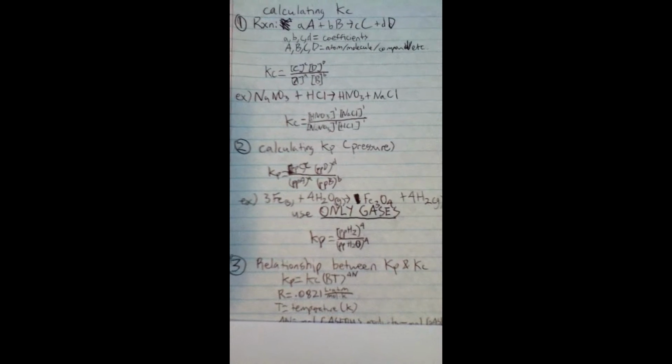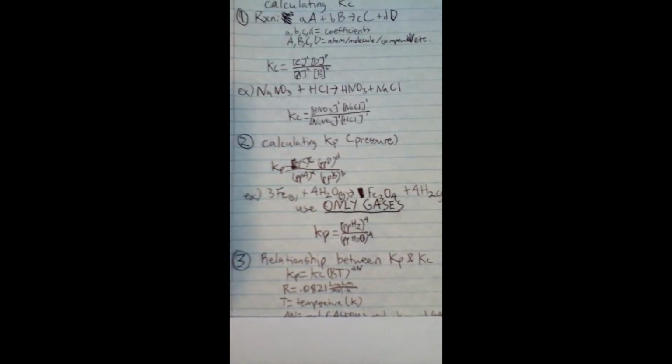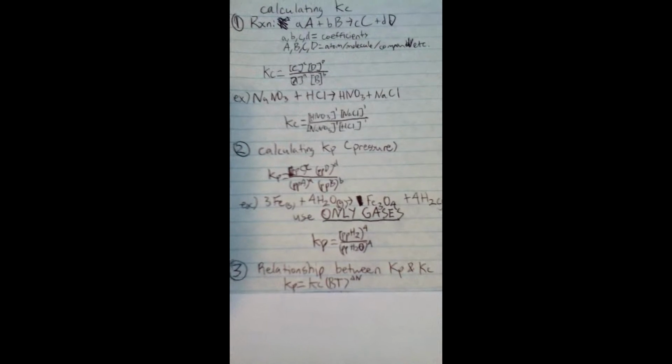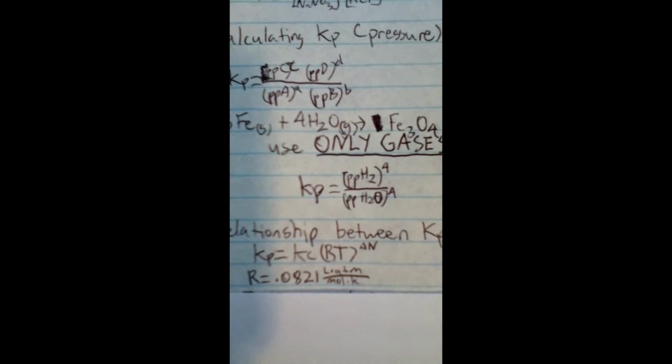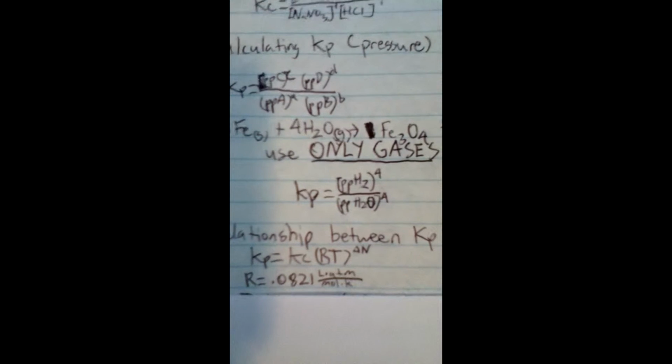Next, you have the relationship between Kp and Kc, your equilibrium constant based on concentrations and your equilibrium constant based on the pressure of the gases involved. This is determined by the equation Kp equals Kc times, in parentheses, RT raised to the power of the change in moles, delta n. So, R in this case is the gas constant, 0.0821 liters times atm, your pressure, divided by mole times Kelvin, your unit of temperature. Obviously T for temperature equals Kelvin. And your delta n is your change in moles, so it's the moles of gaseous products minus the moles of gaseous reactants.